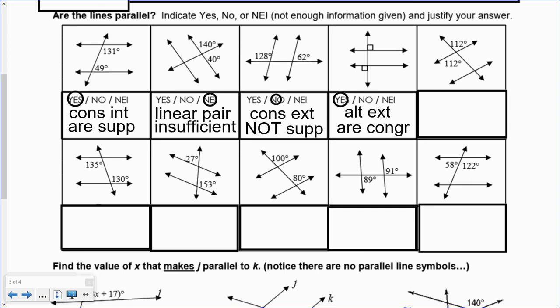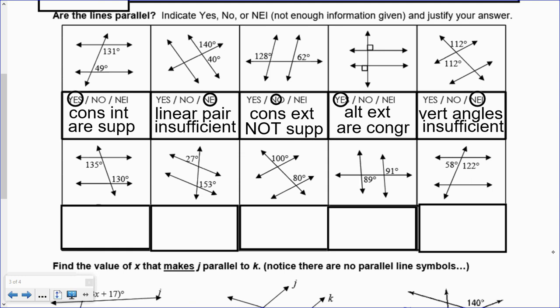What about the one on the end? What kind of angles are those? Do those prove parallel? So this one would be NEI because vertical angles are insufficient. These lines very well could be parallel, but I don't have enough information to determine that. Vertical angles are not enough. That's what insufficient means.